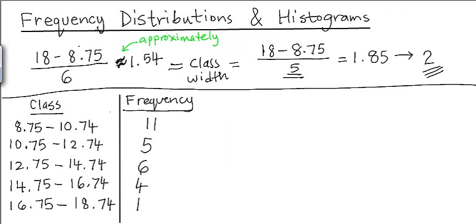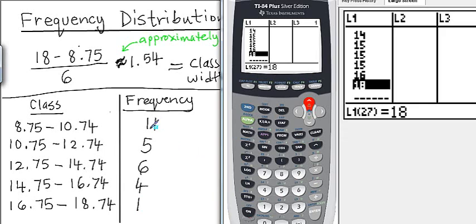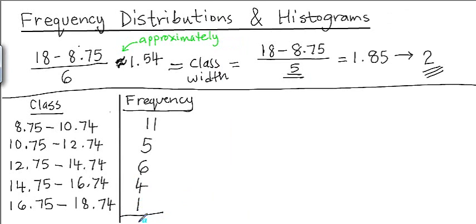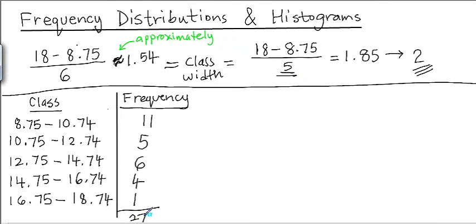And then what you want to do is add up these points. 11 and 5 is 16. 16 plus 1 is 17. 6 and 4 is 10. 10 plus 17 is 27. So I know I've done this right because I've accounted for all my data. I have 27 pieces of data, and that's what I have. Okay? So that's how you do a frequency distribution.